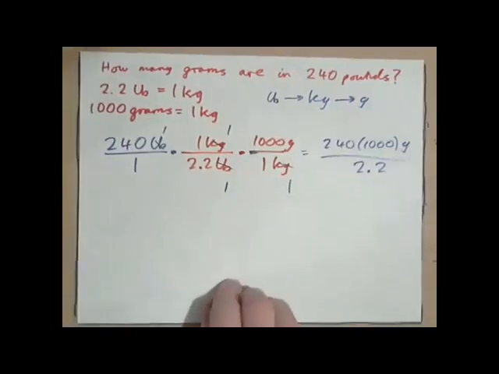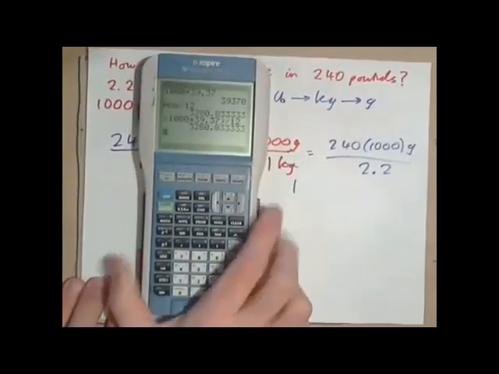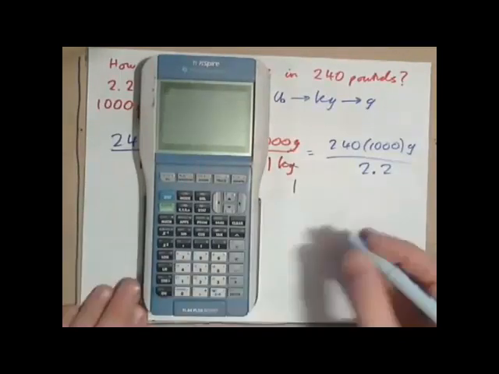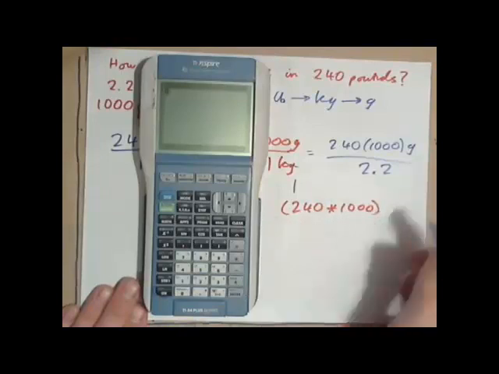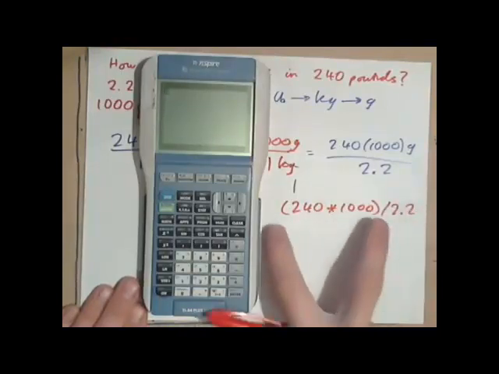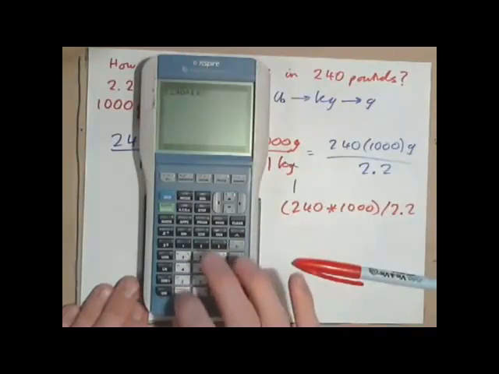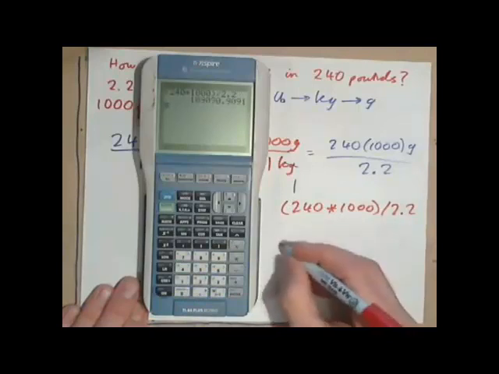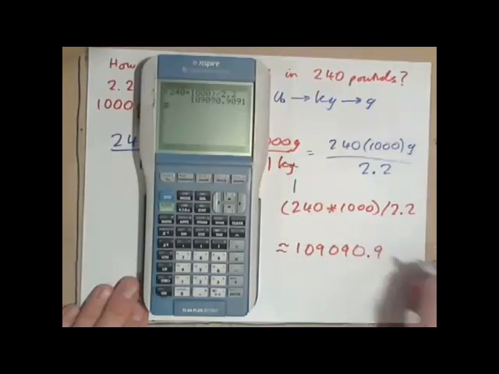And again in your calculator, you can just put in, and if you want to clear the screen, by the way, this is the clear button right here. So you can put parentheses around the top: parentheses 240 times 1,000, and then divide by 2.2. You're telling the calculator, please figure out the top, then divide by the bottom, because the calculator will always do parentheses first. Okay? So parentheses 240 times 1,000, all divided by 2.2, press enter, and we should get approximately 109.9 pounds, lb, right?